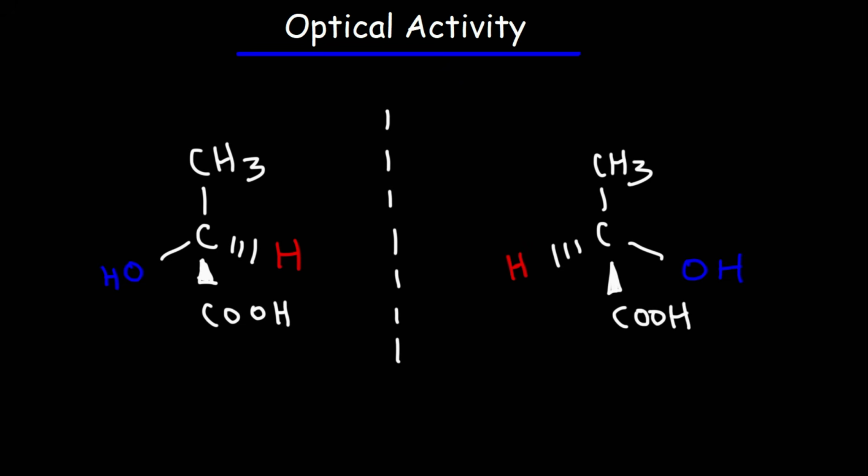Now, let's assign R and S configuration to each chiral center. To do that, using the Cahn-Ingold-Prelog process, we need to rank the priorities based on atomic number. Oxygen has the highest atomic number. Next is carbon. Here we have 2 carbon atoms, but this is an oxygen versus a hydrogen, so the oxygen will win over the hydrogen. This will be group number 2, 3, and H is always 4. So counting from 1 to 2 to 3, this is going to be the S isomer because we're rotating it in the counterclockwise direction.